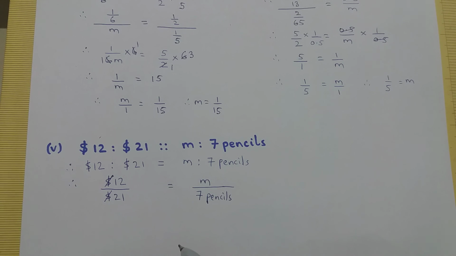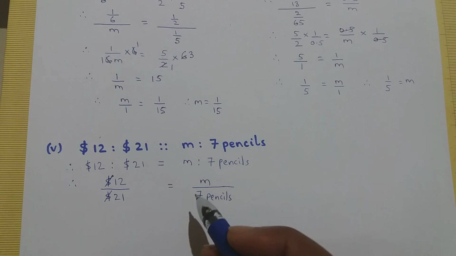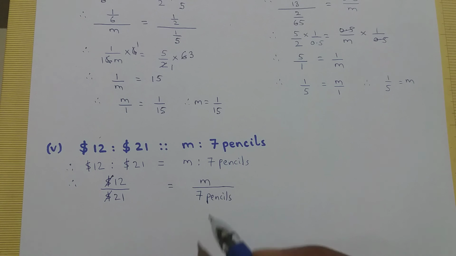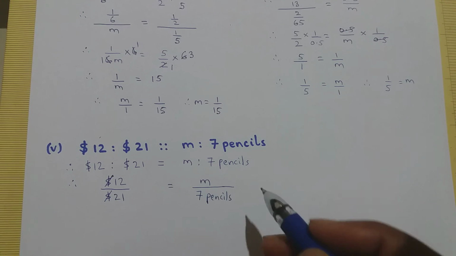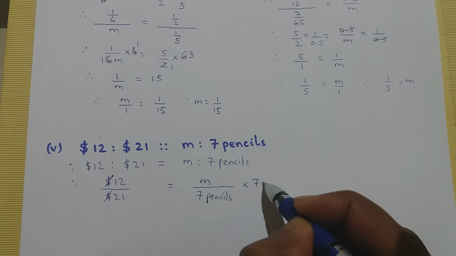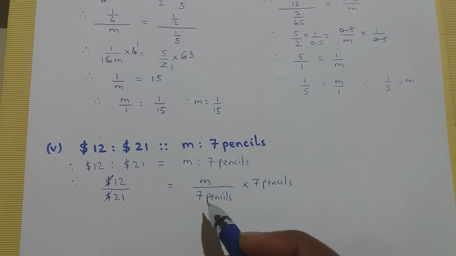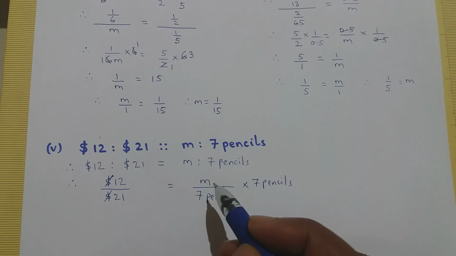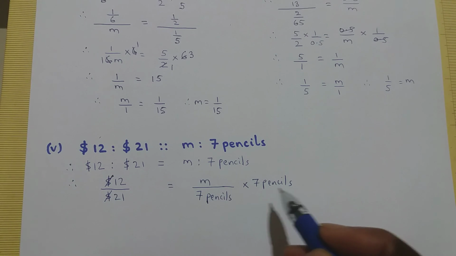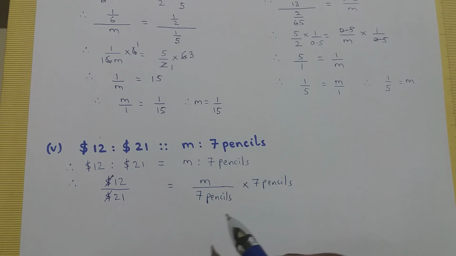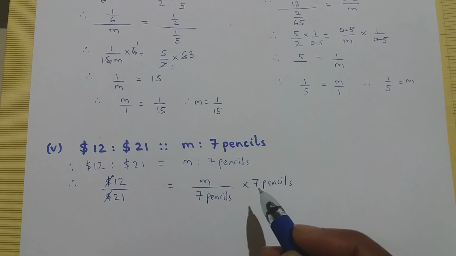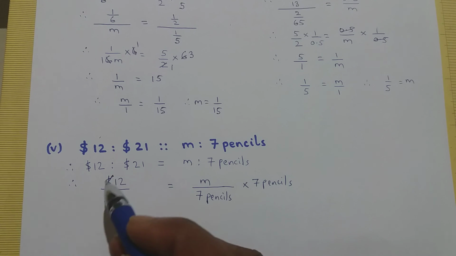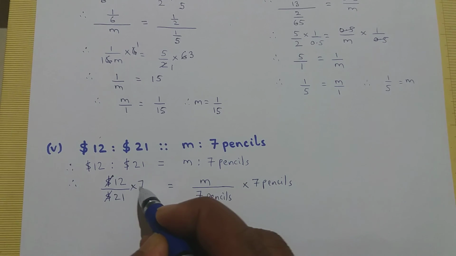Now in order to find the value of m, what I will do is I will get rid of this 7 pencils. So in order to get rid of this 7 pencils, I will multiply m upon 7 pencils with 7 pencils. Now since I am multiplying the right hand side of the equation with 7 pencils, I will multiply the left hand side of the equation also with 7 pencils.